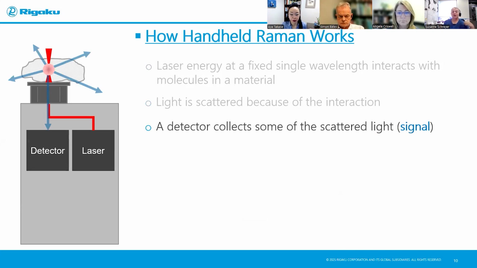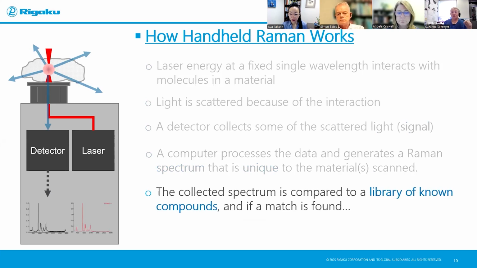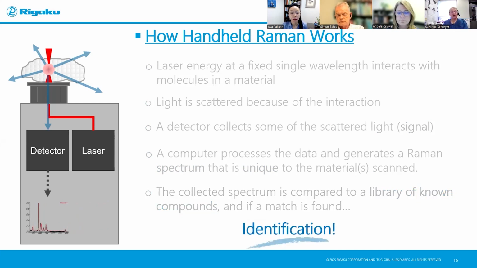Like I said, most of the light will be scattered out, but about 1 in a million of those photons will react with that molecule, cause a stretch or a bend, and that will send that energy back into the detector, where we can analyze it, produce a spectrum, and then compare it with an internal library of, in our case, 13,000 materials to see if there's a match. And if there's a match, you get identification.